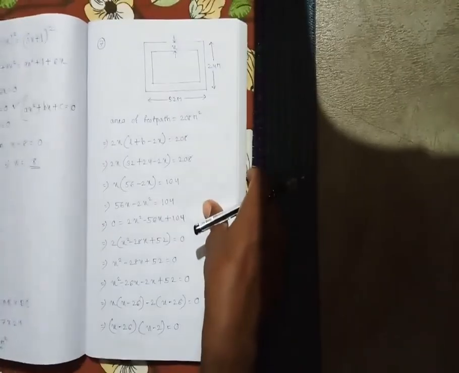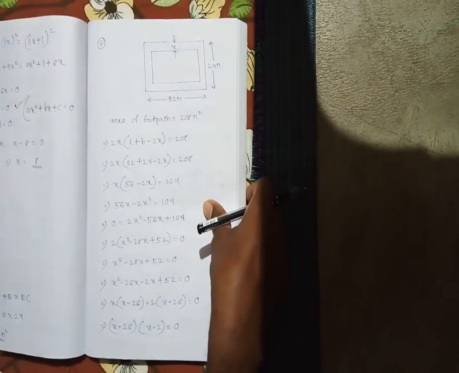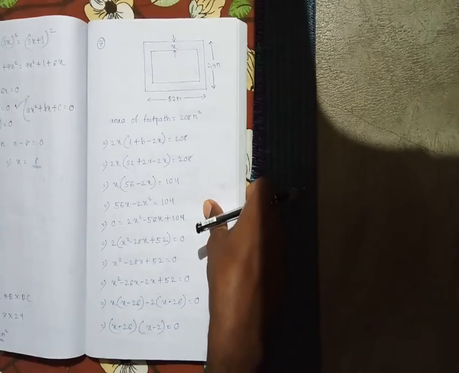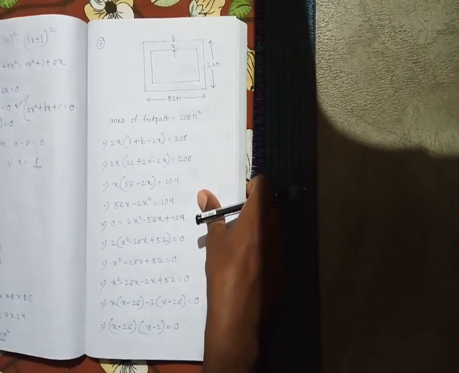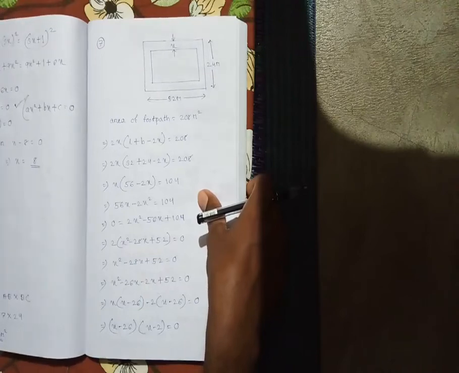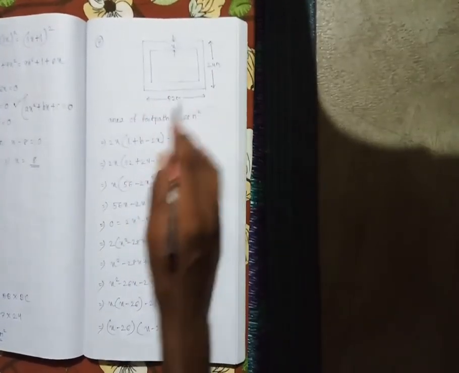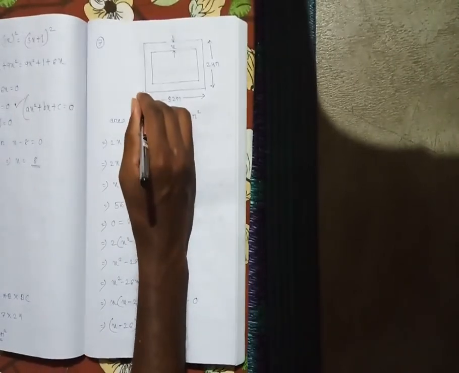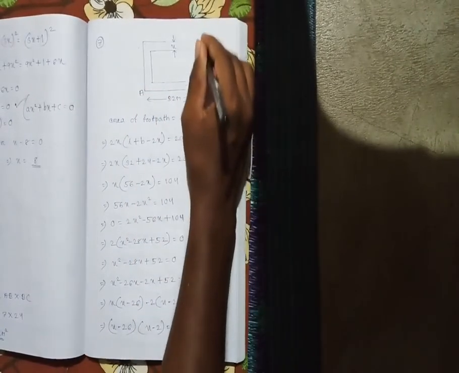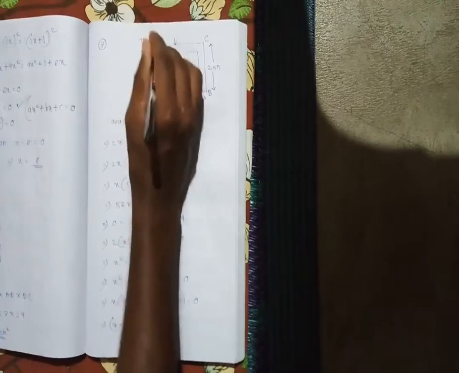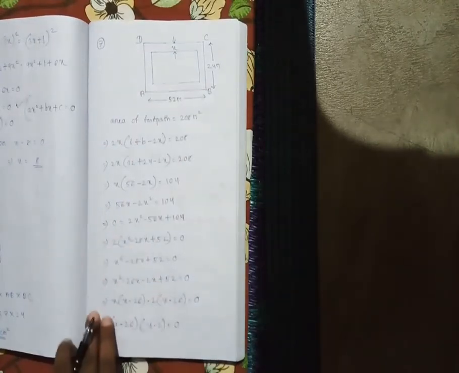Move to number 7. A footpath of uniform width runs around the inside, mark it inside, of a rectangular field 32 meter long and 24 meter wide. So let us draw a diagram. As you can see, I have drawn a rectangle A, B, C, D, the outer rectangle.